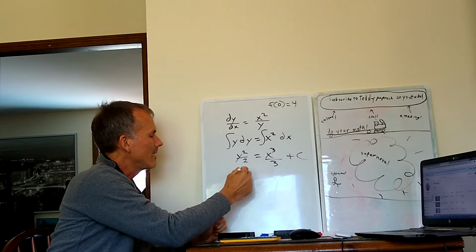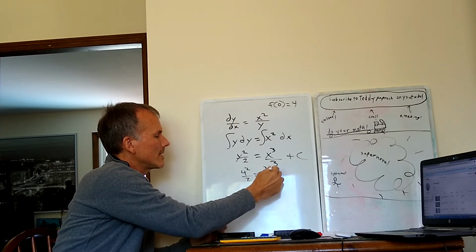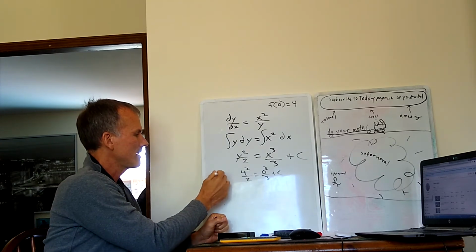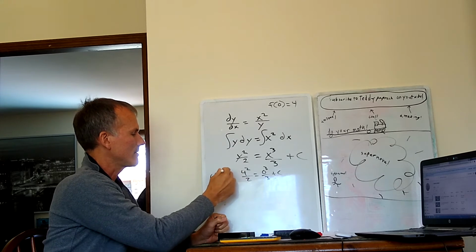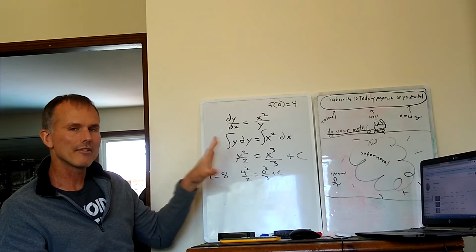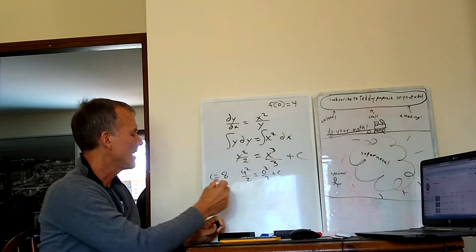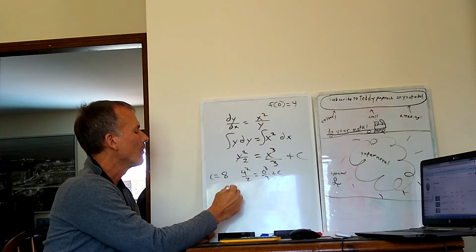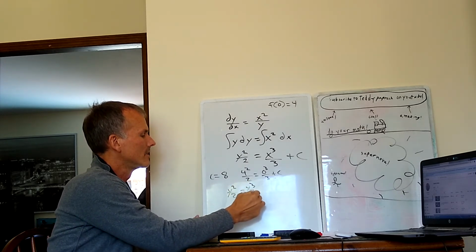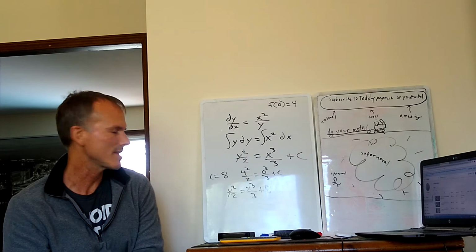So right here I'm going to substitute 0 in for x and 4 in for y. So I get 4 squared over 2 equals 0 cubed over 3 plus c, which gives me c equals, that's 0, so that's just going to be 16 over 2, so it looks like c is 8. So I solve for c right after I do the anti-differentiation. Now that I know that c has to be 8, I can write y squared over 2 equals x cubed over 3 plus 8.